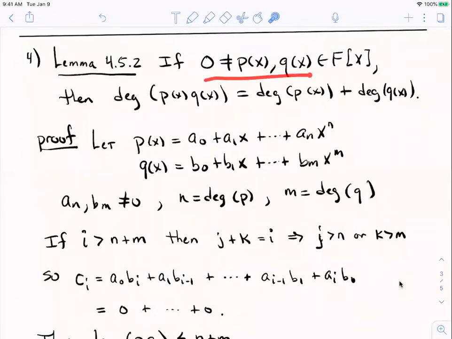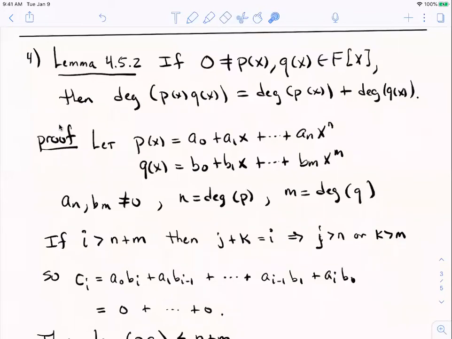If you take two non-zero polynomials and multiply them together, the degree of their product is the sum of their degrees. You know this from high school. If you multiply a degree 2 polynomial by a degree 8 polynomial, you get a degree 2 plus 8, or degree 10 polynomial, because those leading terms multiply and the exponents add. That's basically the proof. Let me try to write it down slightly more formally.